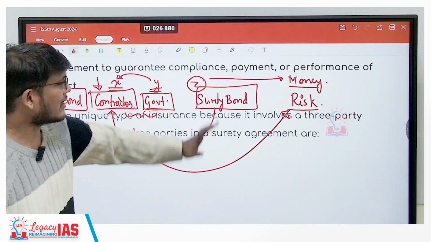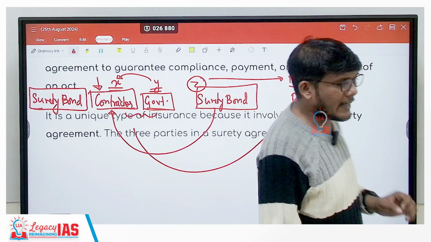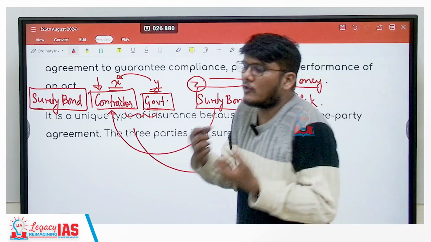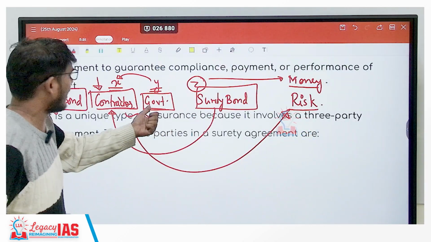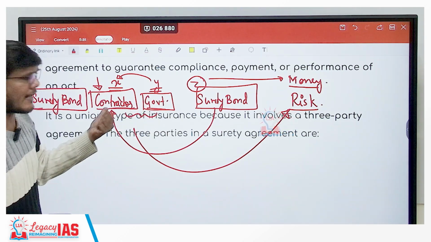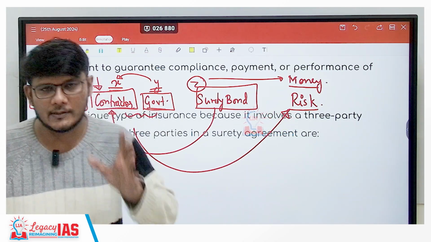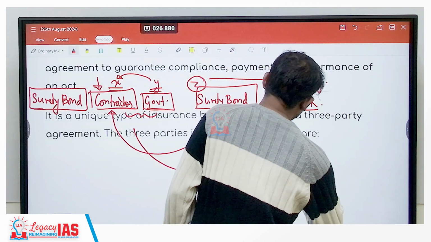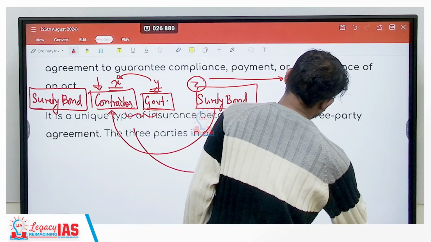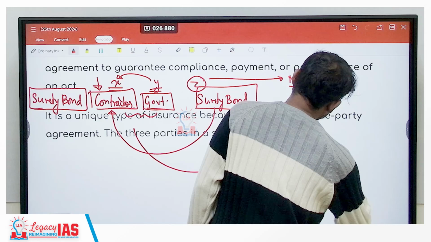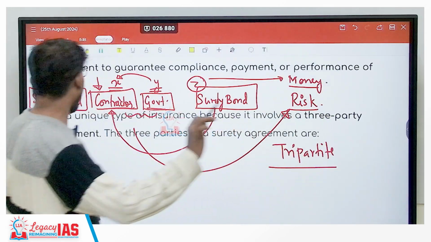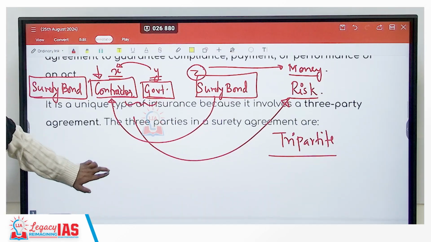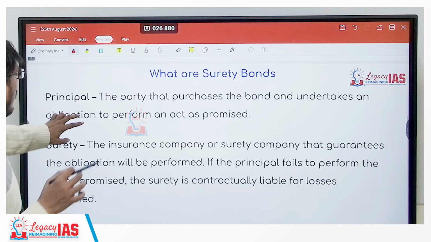So that is nothing but a surety bond, wherein a financial institution gives a surety to, let's say, a government organization that a particular contractor will perform the particular task. This is how a surety bond works. That is why this is a tripartite agreement. Tripartite agreement means three parties are involved in this particular agreement. So this is what surety bonds are all about.